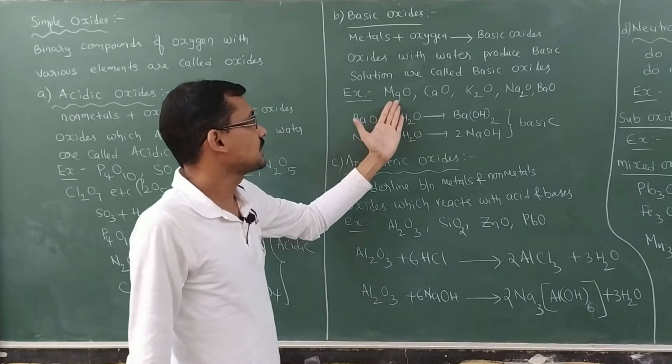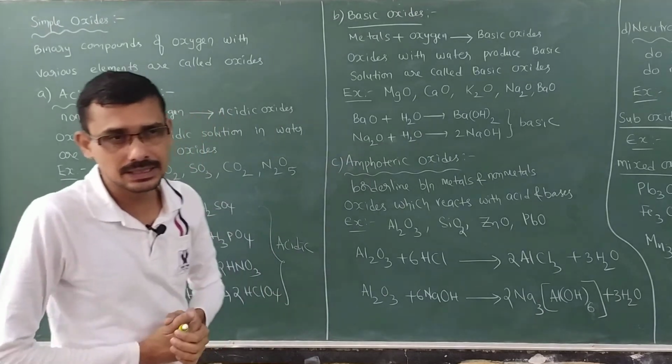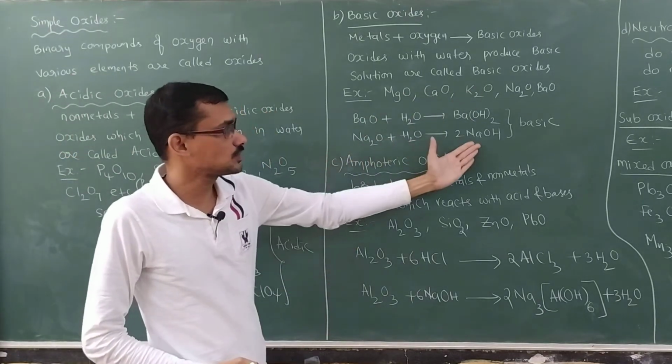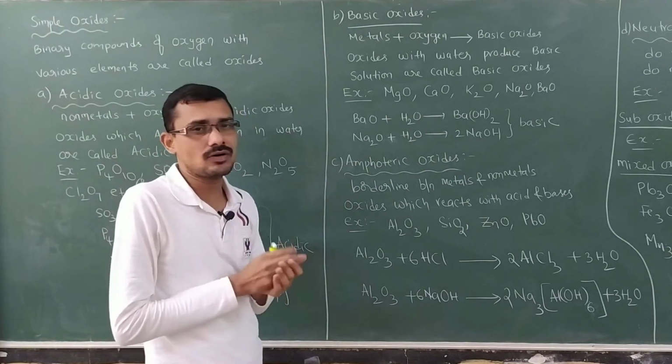So what are the examples we are taking? Magnesium oxide, calcium oxide, potassium oxide, sodium oxide, barium oxide. They all belong to first and second A group elements. And with water they are producing what here? Basic solution. Next, amphoteric oxides.